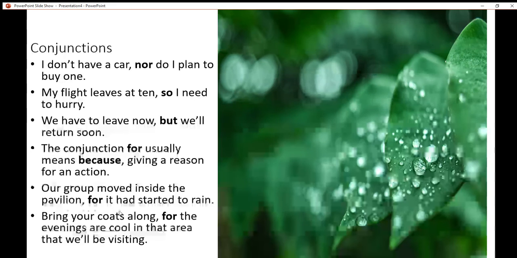Bring your coats along, for the evenings are cool in that area we'll be visiting. So it's saying, with the conjunction, "bring your coats along" is the independent, and "the evenings are cool in that area we'll be visiting" is a dependent, because it's depending on the coats, so they won't be cold.